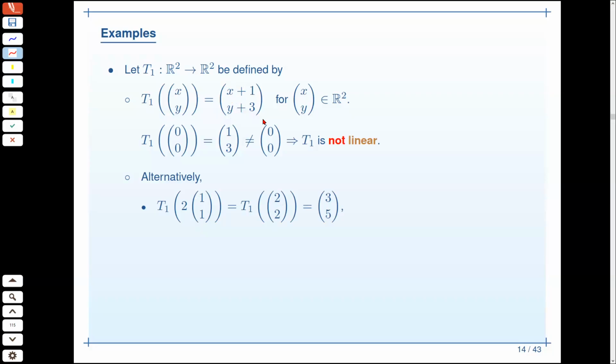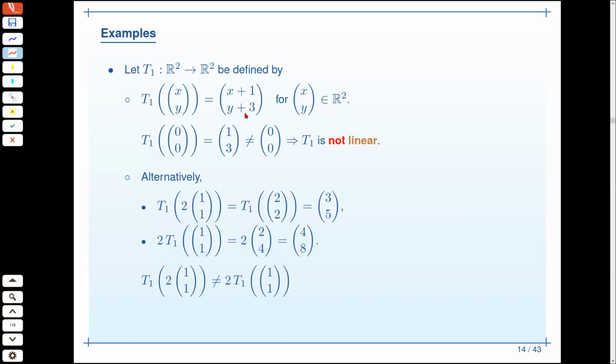But on the other hand, twice of T1 applying to (1, 1): T1 applying to (1, 1) is 1 plus 1, 1 plus 3, which is (2, 4), and twice of that is (4, 8). Clearly, these two are different. T1 applying to twice of (1, 1) is not the same as twice of T1 applying to (1, 1). So therefore, T1 is not linear. Any one of them will do, but 0 is the simplest. You try one by one.